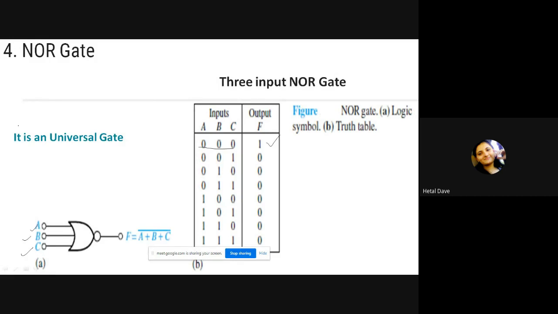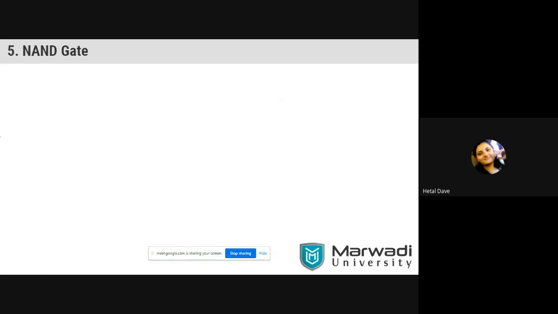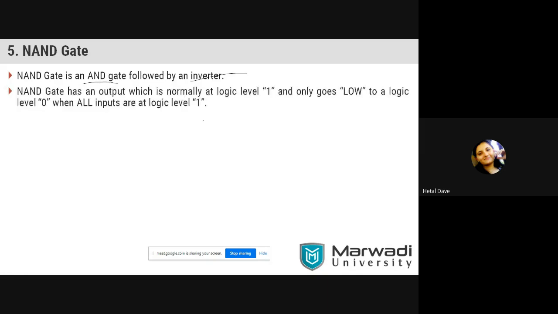Now we need to see why it is called a universal gate. We will see it later on. But here, first of all, we will cover the NAND gate. So what is a NAND gate? An AND gate and an inverter. NAND gate and inverter, that is called a NAND gate. AND and inverter. So here this is the symbol.